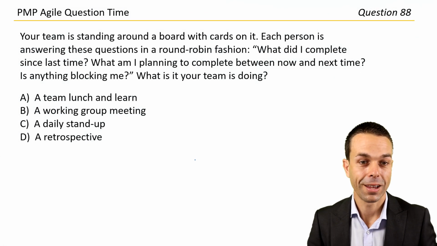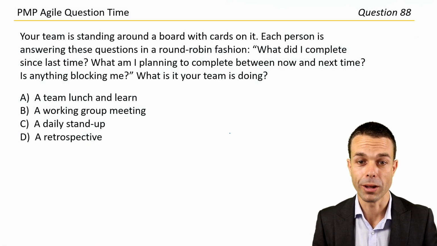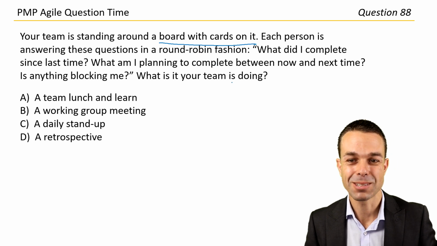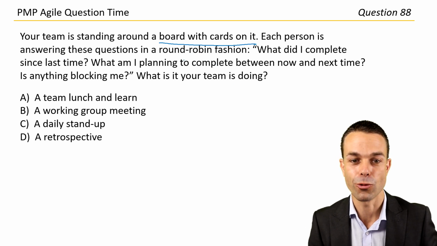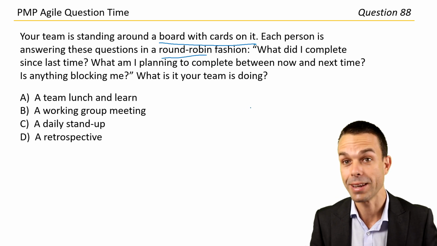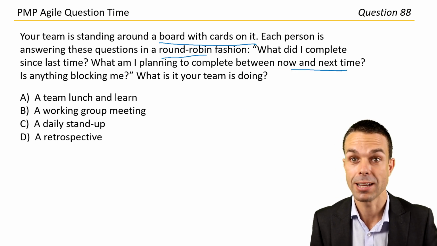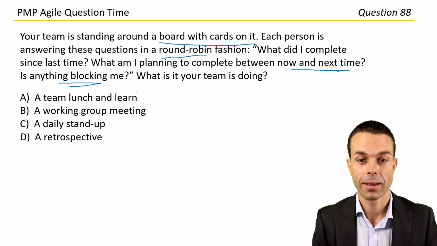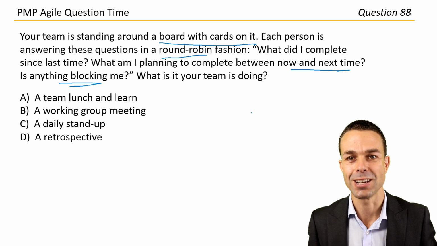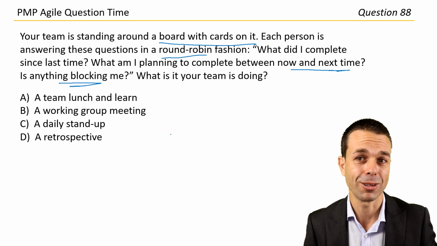Let's get into them. Your team is standing around a board with cards on it. Okay, this is a good start. Each person is answering these questions in a round-robin fashion. What did I complete since last time? What am I planning to complete between now and next time? So between today and tomorrow. Is anything blocking me? What is the team doing? Now this is the core practice in an Agile team. We should all know this one, very simple start.